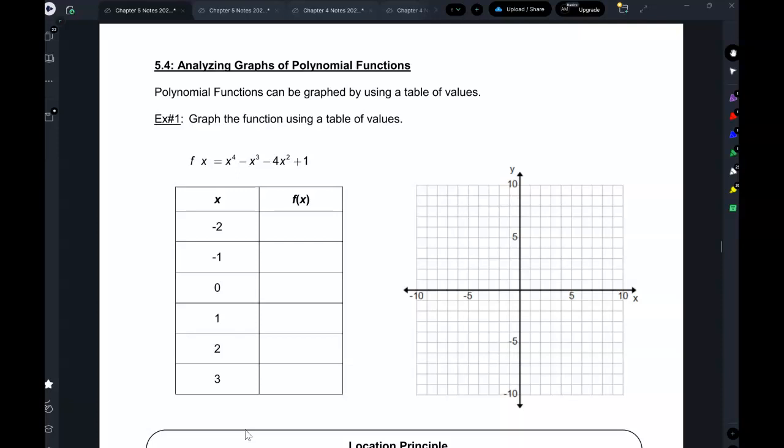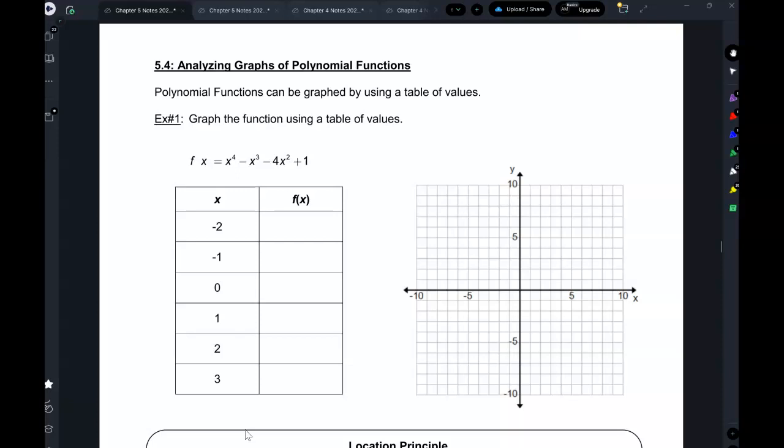However, we can use a table of values in order to graph it, right? And sketch a graph for it. Now, when you make a table of values, you should pick points that are going to be useful to you, right? So we always want to pick x equals 0. And in addition, we want to pick some numbers that are negative and some numbers that are positive, okay?